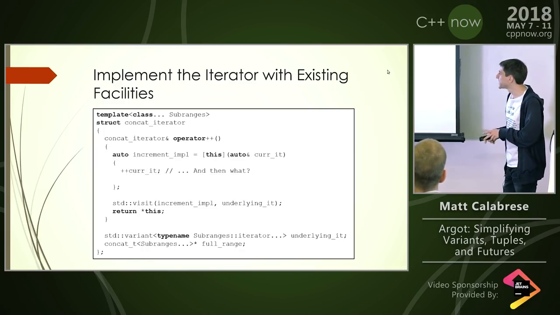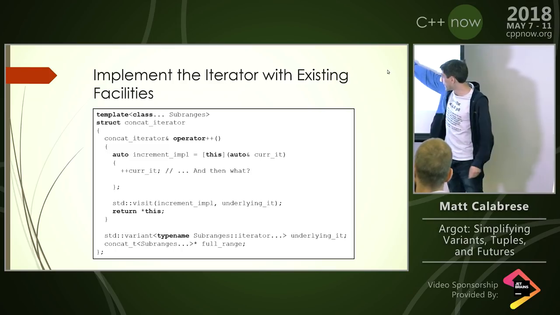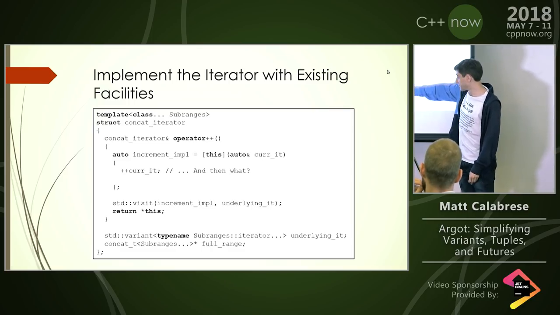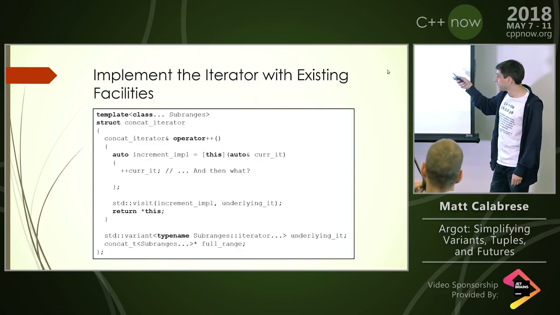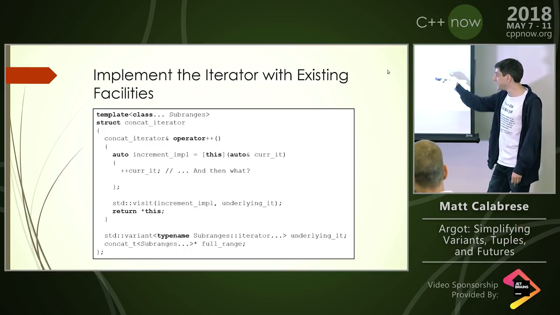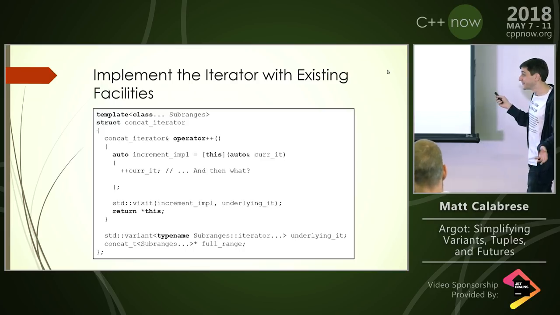And here's our attempt at implementing increment impl. This is just a lambda. It captures a pointer to the encapsulating class. And this should be a reference to, if we're in the first range, the first range's iterator type, second range, a reference to the second iterator type. And all we want to do to start is just simply increment that iterator. Can anybody tell me what I have to do after that? Or am I done?